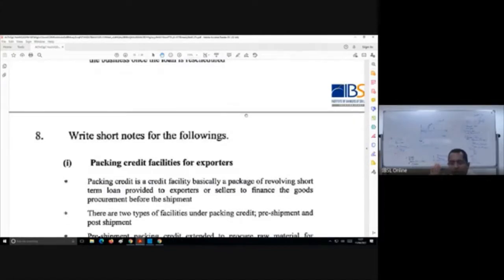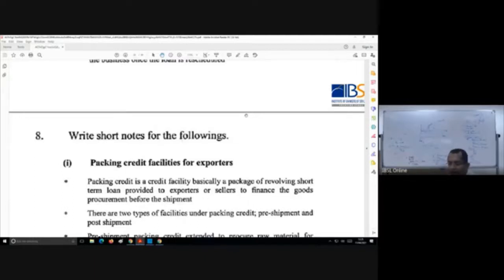Write short notes on these items. Packing credit facilities. Packing credit facilities are granted for exporters only. Facilities granted for exporters can be classified into pre and post. Normally, we say packing credit for pre-export financing. But here in this answer, they have to use the term packing credit for all the working capital financing facilities granted to exporters.